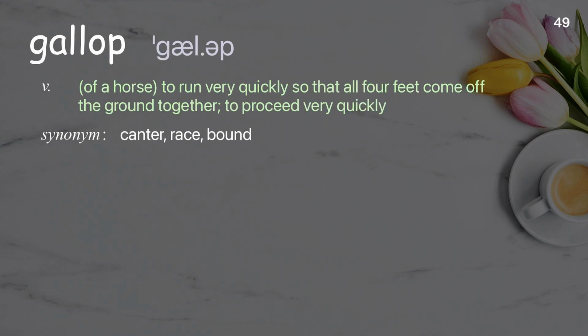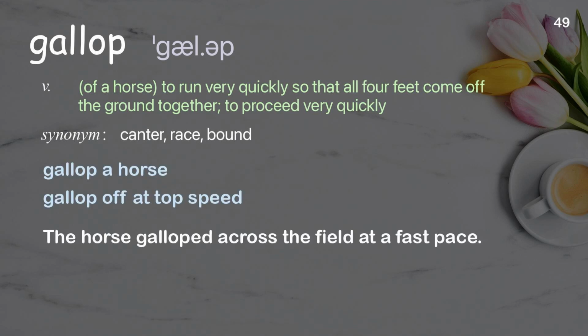Gallop. Of a horse, to run very quickly so that all 4 feet come off the ground together, to proceed very quickly. Examples: Gallop a horse. Gallop off at top speed. The horse galloped across the field at a fast pace.